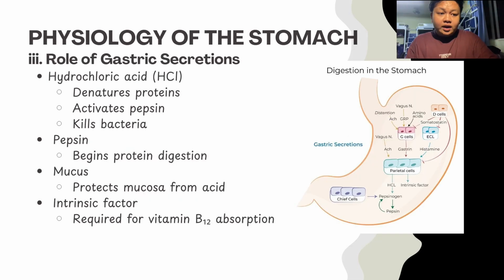Alright, now we're gonna look at the role of gastric secretion. Hydrochloric acid helps to denature the proteins and activate pepsin, as well as kill the bacteria. The pepsin begins the digestion of proteins, while mucus protects the gastric mucosa from acid damage, while intrinsic factor is important for the absorption of vitamin B12 in the ileum.